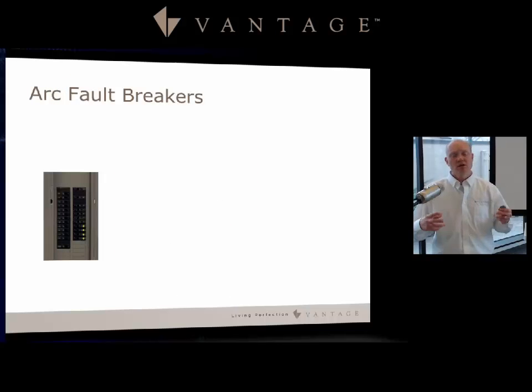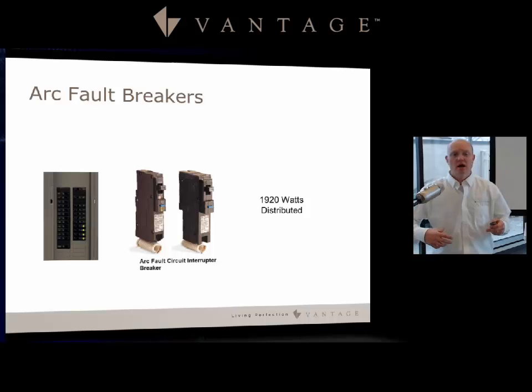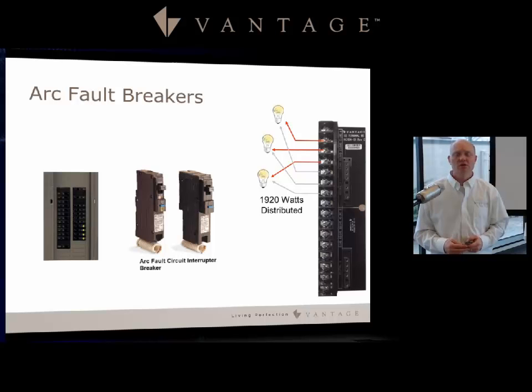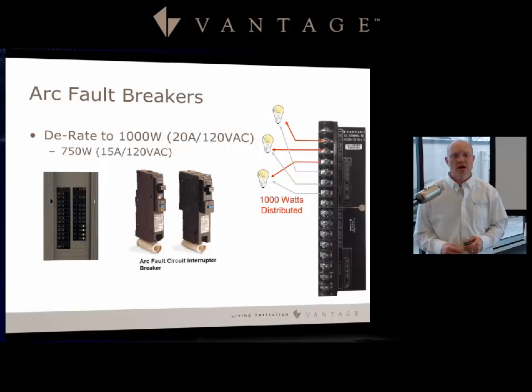Keep in mind that if you're utilizing the arc fault breakers, even though it's a 20 amp arc fault breaker, you no longer have the full 1920. It is derated down to 1,000 watts for a 20 amp breaker, or 750 watts on the 15 amp.